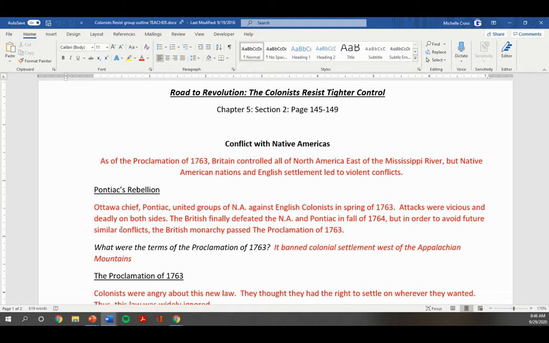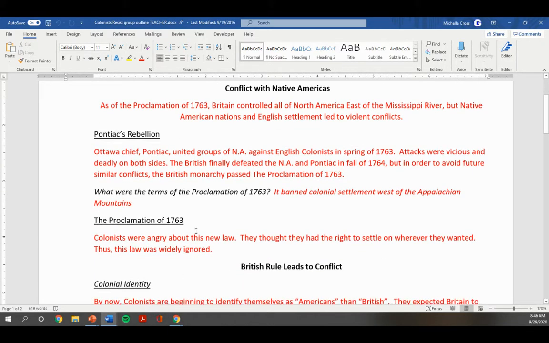However, in an attempt to avoid future similar conflicts, King George passes the Proclamation of 1763, which banned colonial settlement west of the Appalachian Mountains. Colonists were really angry about the law. They believed they had the right to settle in the Ohio River Valley, in that land that they had just fought a costly and deadly war to obtain. So they felt very entitled. Thus, the law is widely ignored, and Britain struggles to enforce the law, being an ocean away.